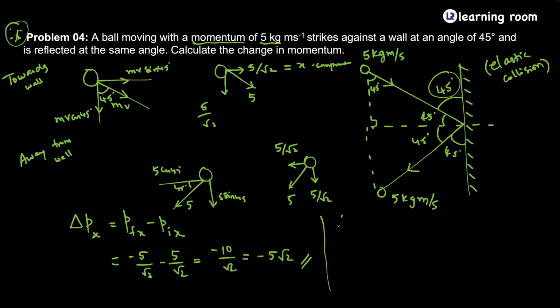Similarly, what is going to be the change in momentum along y direction? It is the P final along y direction minus P initial along y direction. What is the P final along y direction? It is 5 by root 2, minus what is the P initial along y direction? That is also 5 by root 2. Hence, the answer will be 0. Means in this case, the change in momentum is taking place only along x direction. There is nothing along y direction. Is the point clear? So that is how it works, right?